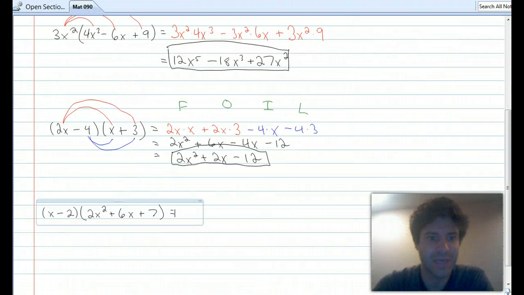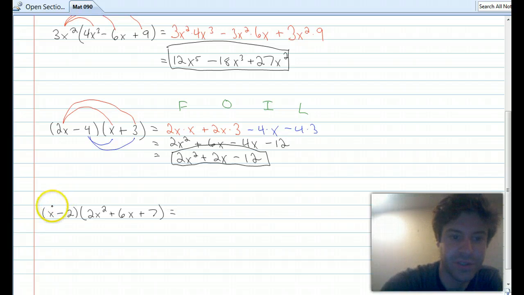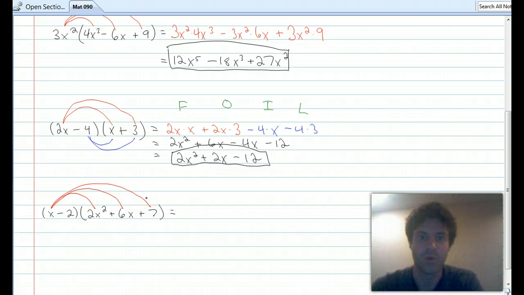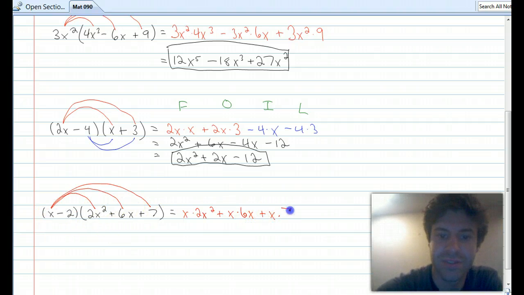Now for our last example, we want to multiply a binomial times a trinomial. And the process is really exactly the same as what we just did. What we're going to do is we're going to take the first term and we're going to distribute it through the parentheses. And what we get when we do that is x times 2x squared. We're going to have a plus x times 6x, and we're going to have a plus x times 7.